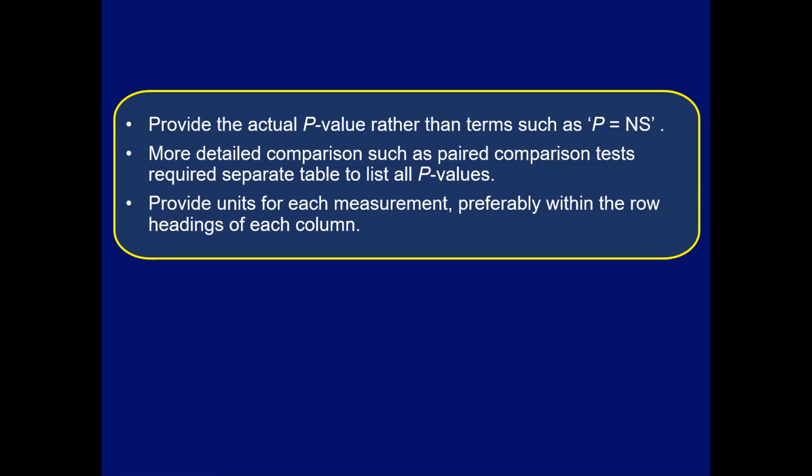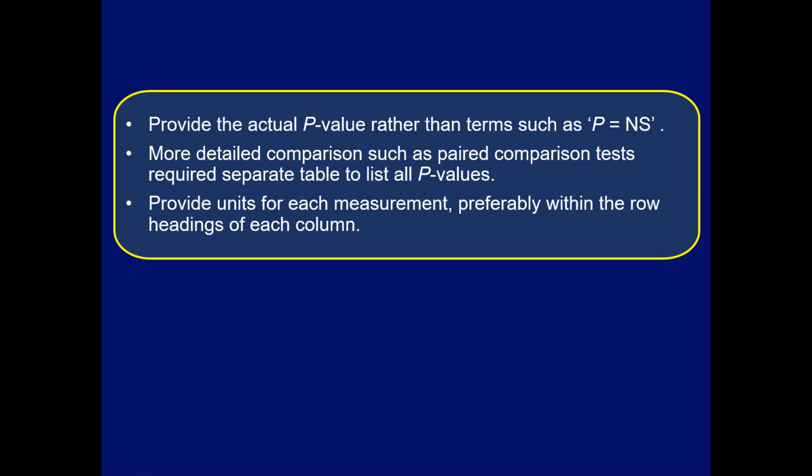More detailed comparisons, such as paired comparison tests, require a separate table to list all p-values. Try to avoid putting all of the tested hypotheses of the analysis within the same table. It's going to be too much. Sometimes you need to divide those tables into separate ones to make it more clear.